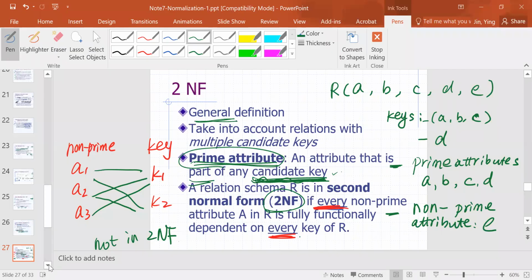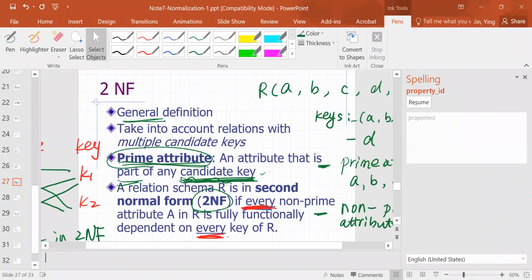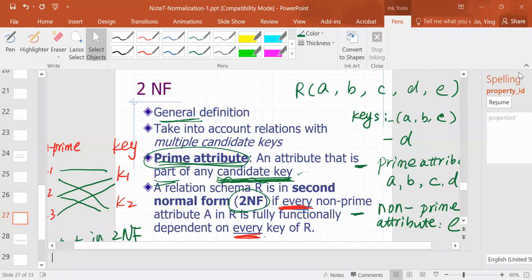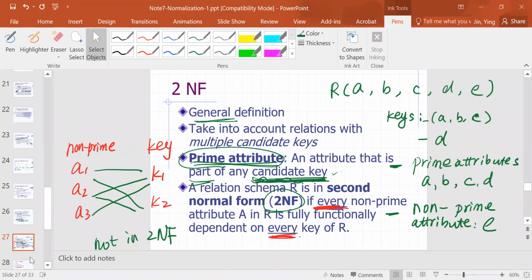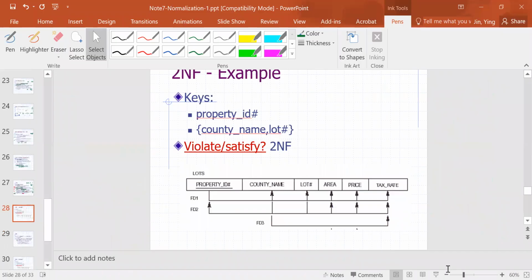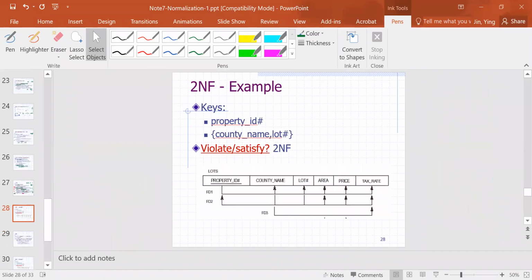And we're going to move to an example to show. Basically, you need to understand this combination of non-prime and key, and we'll understand how to do this. So let's use this second normal form example. In this example, I have two keys. One is the property ID, and one is county name and lot number together, a combination of the two.